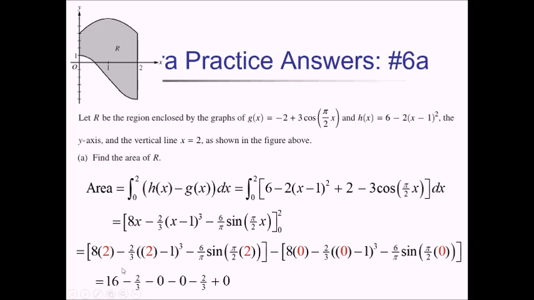We've got 16. We've got a minus 2/3 and a minus 2/3. So this is going to be 16 minus 4/3. Well, 16 is really 48/3. So we have 48/3 minus 4/3, which is going to come out to 44/3, if you really wanted to simplify that as much as possible.